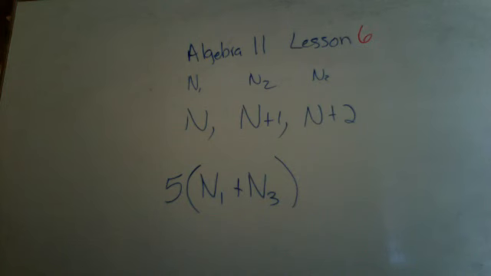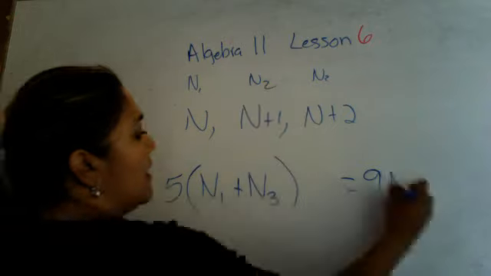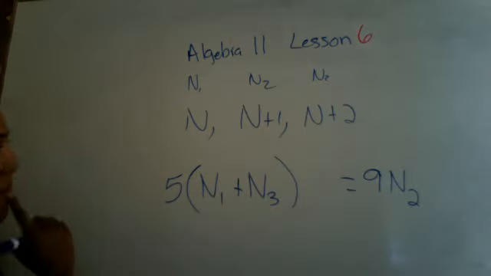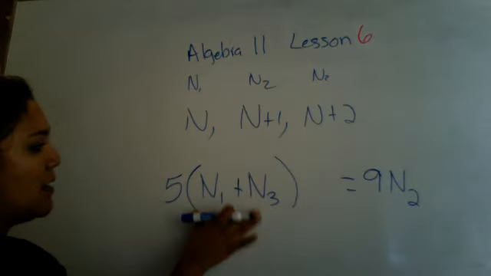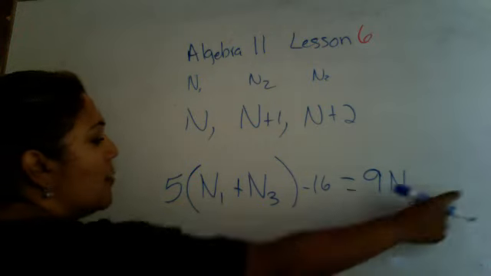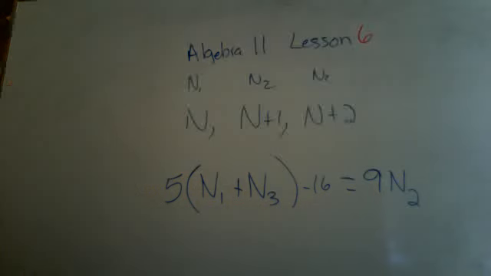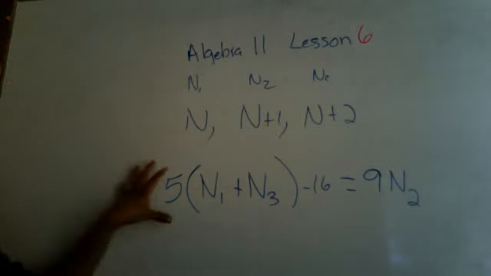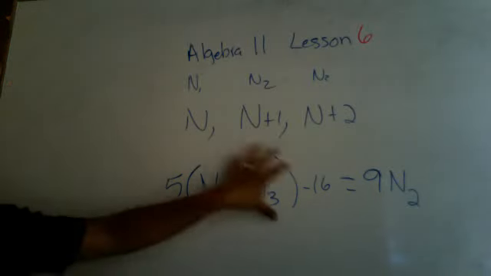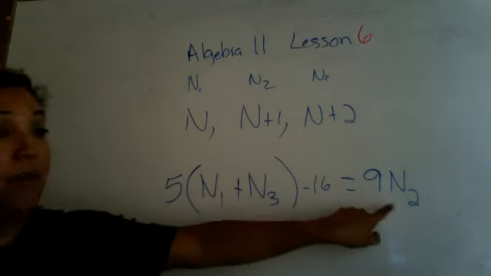So it's 16 more than 9 times the second. So 9 times n2, but it's 16 more. So this is 16 more than that. So I'm going to subtract 16, so then they're equal, or I could add 16 to that side. Does that make sense? That's where it gets tricky. You have to think. Instead of reading the whole mumble jumble, you put it together. You say this is 16 more than this.